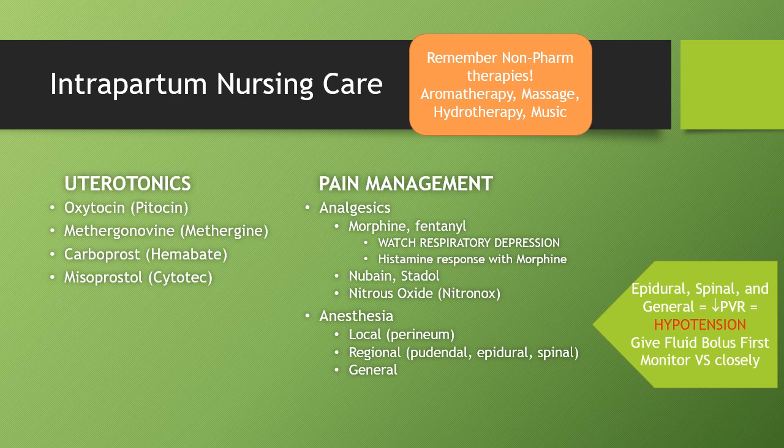Analgesics are pain medications. Morphine, Stadol, Nubain, and fentanyl are some drugs that are commonly used during the labor process. Nitrous oxide is also safe during labor and delivery, but typically not used earlier on in pregnancy.